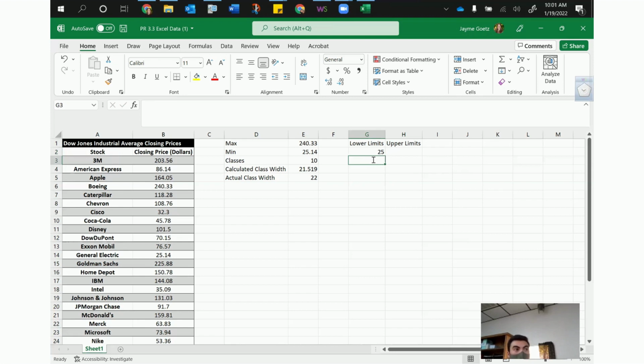So here's what you're going to do for this one. You go equals, take your last lower limit and add it to your actual class width. That's going to be the beginning of your next lower limit. I don't want to go through and say equals this one plus the next one. That's a lot, especially for 10 classes. So I'm going to make that a formula. I'm going to say G2 plus E5, but I want to make that cell reference an absolute cell reference because I don't want it to move. We talked about this in the past. You put those dollar signs in.